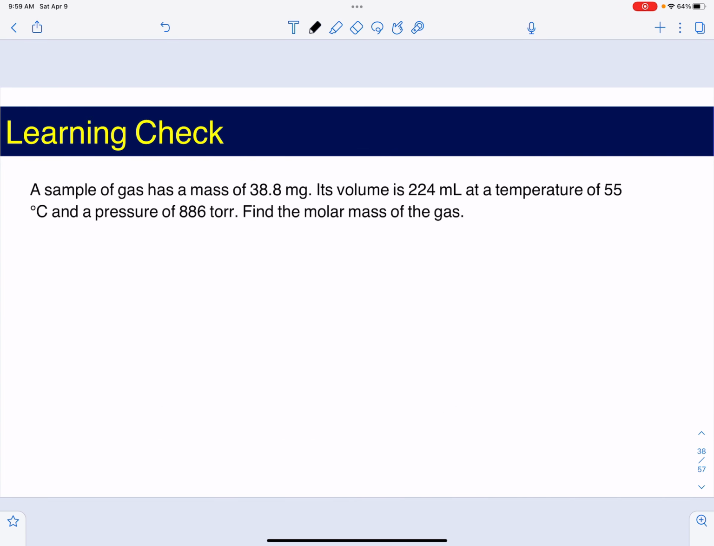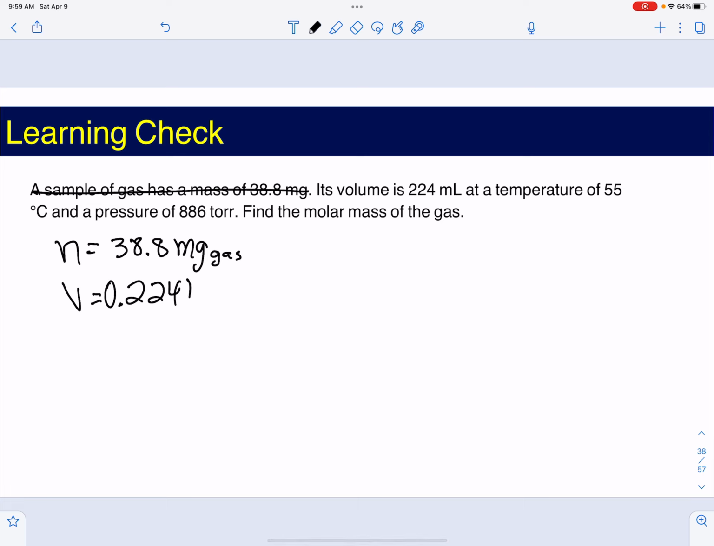So let's do another one. A sample of gas has a mass of 38.8 milligrams. So the amount is 38.8 milligrams. And it says a sample of a gas, so we don't know what it is. We just know it's a gas. Its volume equals 224 milliliters. But I know if I'm dealing with the ideal gas law, it has to be in liters, so I'm going to change it to liters right away.